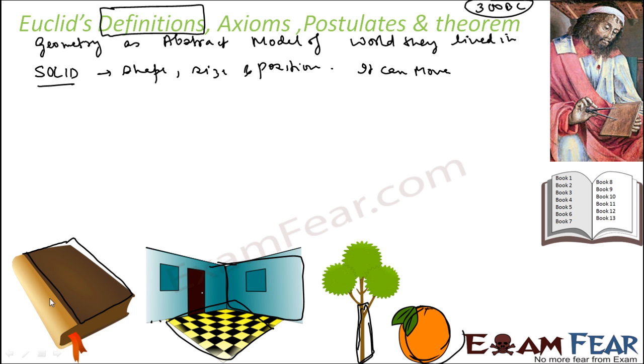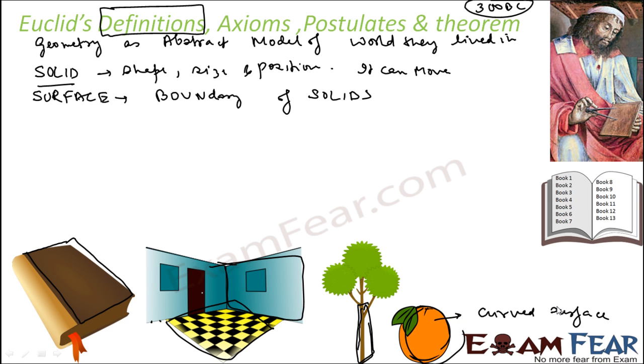Its boundaries are called surfaces. So they defined a new term called surface, which is nothing but the boundary of solids. These surfaces can be curved or straight. This is a straight surface. This is a curved surface.